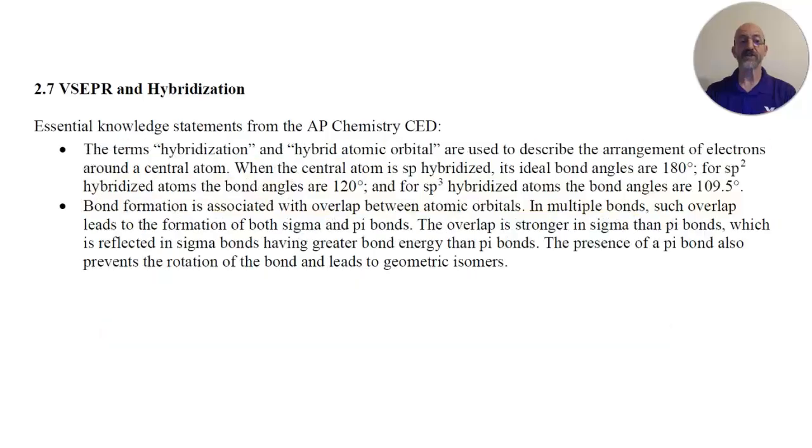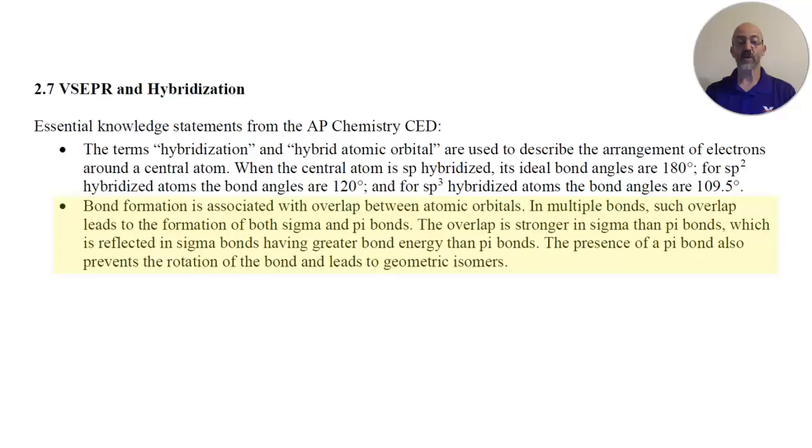In addition, the terms hybridization and hybrid atomic orbital are used to describe the arrangement of electrons around a central atom. When the central atom is sp hybridized, its ideal bond angles are 180 degrees. For sp2 hybridized atoms, the bond angles are 120 degrees. And for sp3 hybridized atoms, the bond angles are 109.5 degrees.